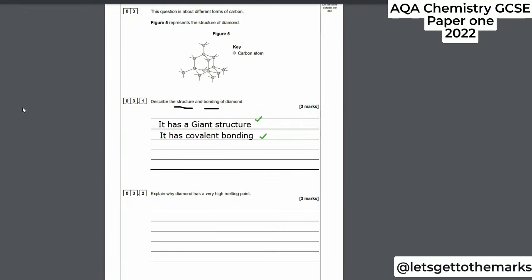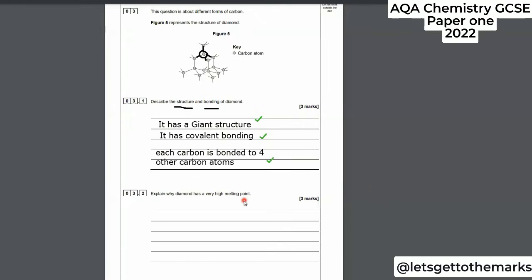So you've now just described the structure and the bonding, and you say, hang on a minute, I haven't got 3 marks, I've only got 2. Well, the only other thing we can say about diamond is that each carbon atom, look at this carbon atom here, it's 1, 2, 3, 4 bonds, because it's in group 4, and it's bonded to 4 other carbon atoms. So we want to say each carbon is bonded to 4 other carbon atoms, and that's going to get you the 3rd mark. Let's check out the next question.